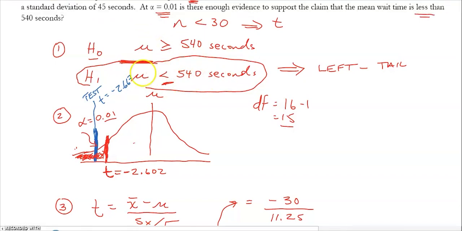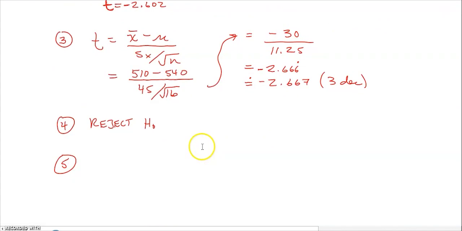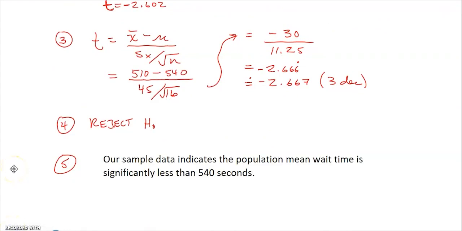And just let me get rid of that little value here. There we go. I don't want it to look like it's an equal, because that only applies to the null hypothesis. All right, so final statement then in the end is our sample data indicates the population mean wait time is significantly less than 540 seconds. Once again, just a 5-step process, and followed by the fifth being what it is that you've actually determined in this case.